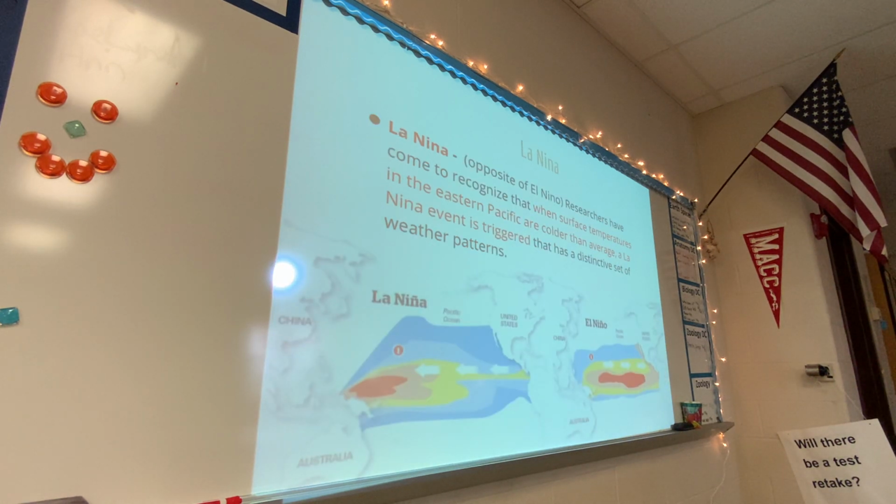So La Nina is the opposite of El Nino. When surface temperatures in the Pacific Ocean are colder than average, a La Nina event is triggered. So basically, El Nino is going one way, La Nina is going the other way. So it's just like the opposite direction of each other.